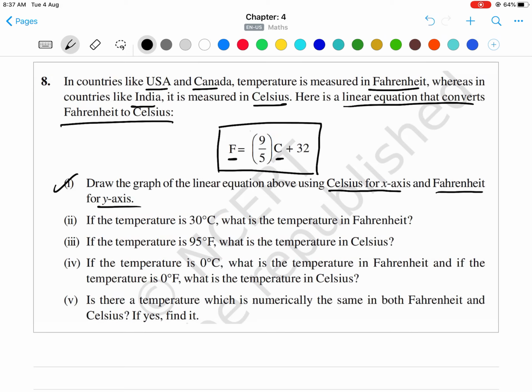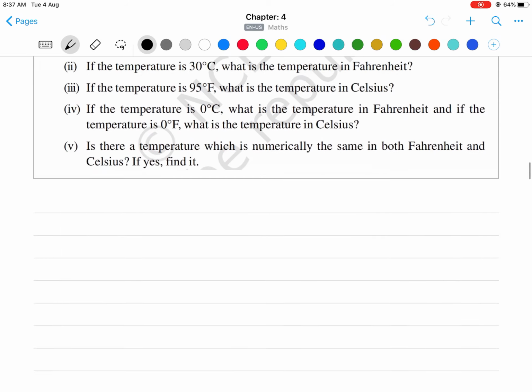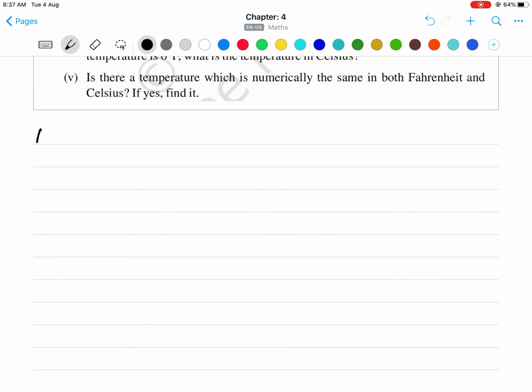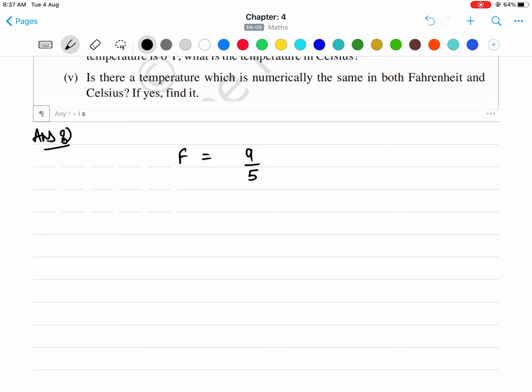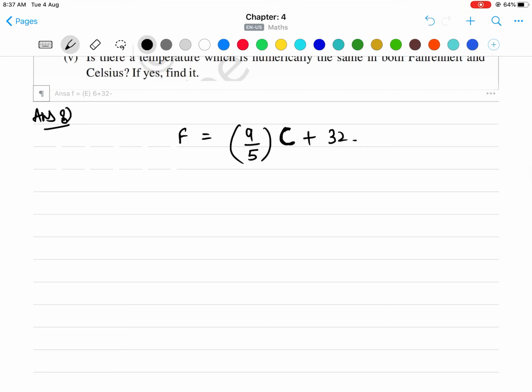Okay, so we'll start with finding the solutions of this equation. Let's first write the equation. We have F equals 9/5 into C plus 32. This is the original equation which is used for the conversion of temperature from degree Celsius to Fahrenheit. Okay, so let's find a few solutions.